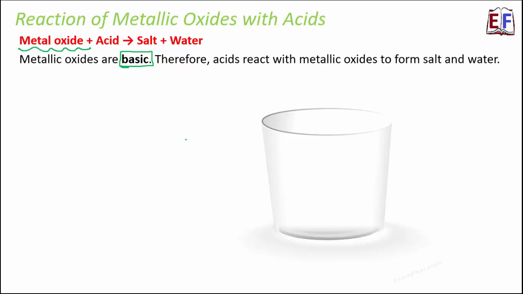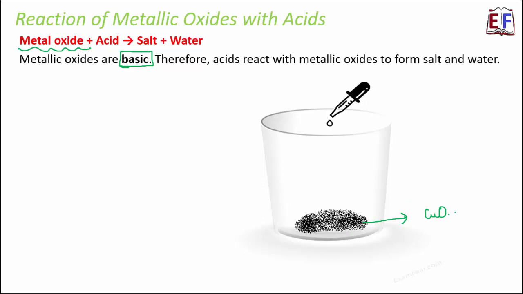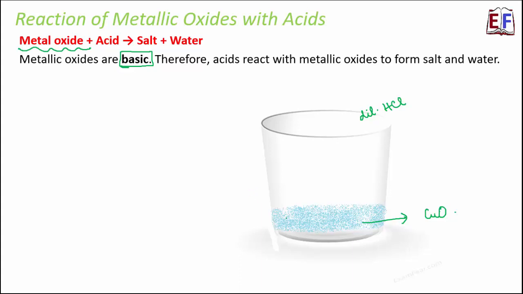Now let us perform this simple experiment to see how this reaction takes place between metallic oxide and acid. Let us suppose we take a beaker and in that we take copper oxide, which is black in color. So the black thing that we have inside the beaker is copper oxide, so oxide of copper. Now what we do, we add dilute HCl. So dilute HCl is added to it, and as a result, what do we see? We see that the solution turns blue in color.